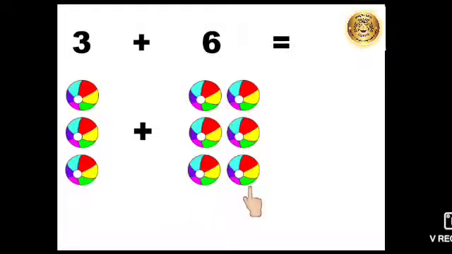Then how do we count forward in this kind of sum, children? Again, we first have to find the greater number. 6 is greater than 3, meaning 3 is the smaller number. So what do you have to do? We have to count forward from 6. After 6, till how many steps? Till 3 steps. So let's count.